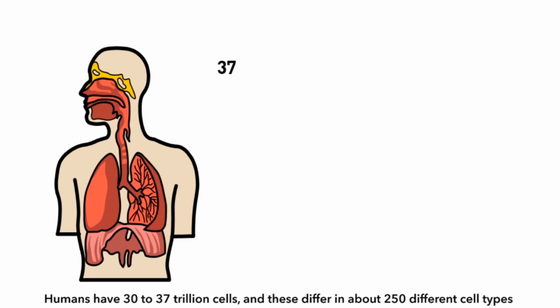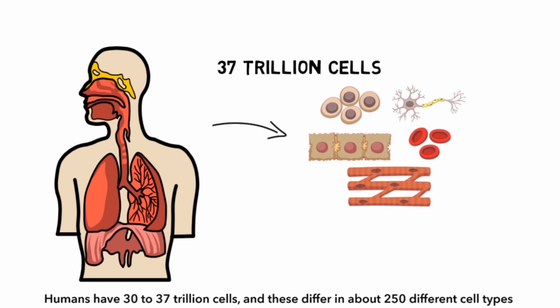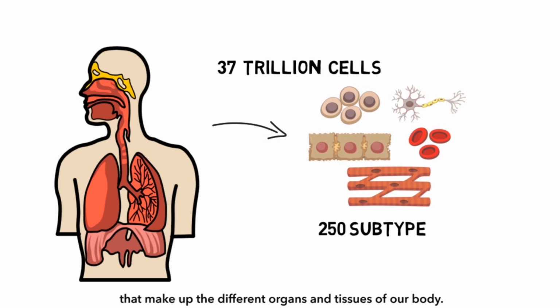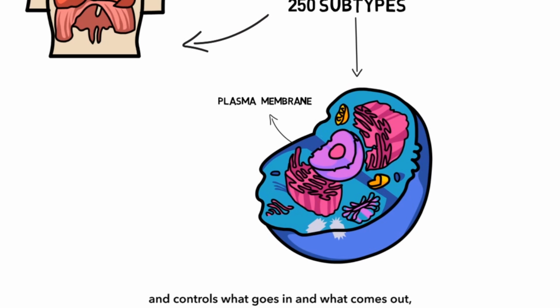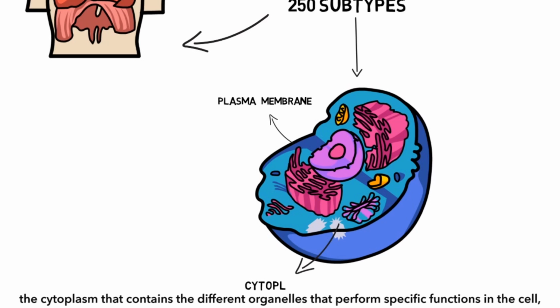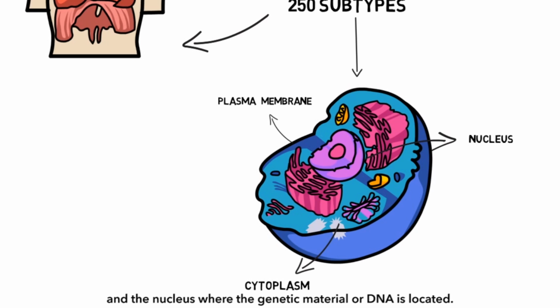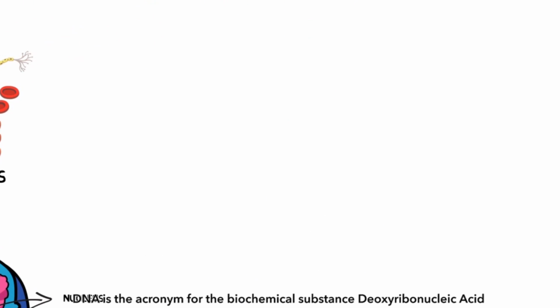Humans have 30 to 37 trillion cells, and these differ in about 250 different cell types that make up the different organs and tissues of our body. Cells have three main parts: the plasma membrane, that delimits the cell and controls what goes in and what's out, the cytoplasm, that contains the different organelles that perform specific functions in the cell, and the nucleus, where the genetic material, or DNA, is located.